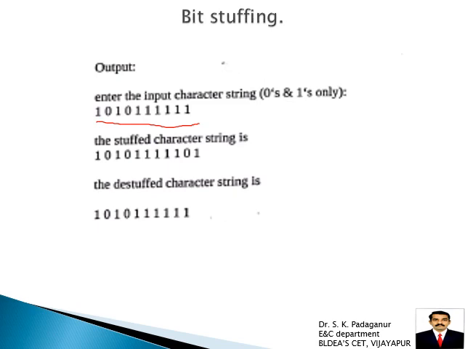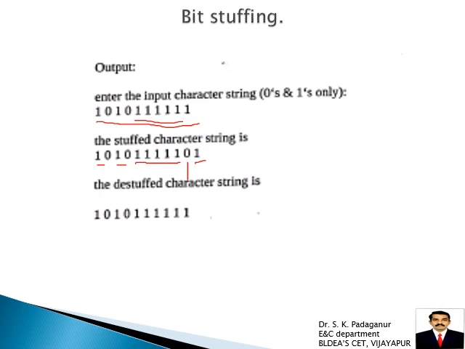Then stuffed data: 1 0 1 0, there is no 0 added, because whenever it finds 5 consecutive 1s, only then will it add a 0. If you take 1 0 1 0 1 0 1 0, there is no stuffing, because there are no 5 consecutive 1s. Whenever it finds 5 consecutive 1s in the data, only then it will add a 0. So here 6 consecutive ones are there, so it will take 5 consecutive 1s, then the stuffed 0, then again 1. So this is the stuffed character.